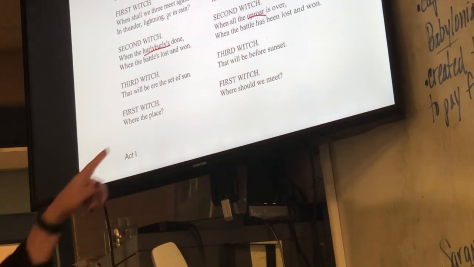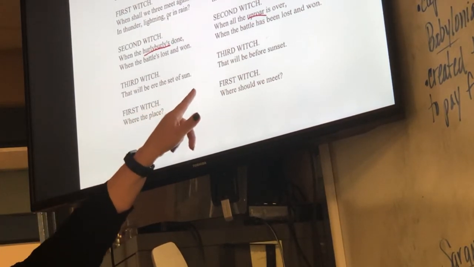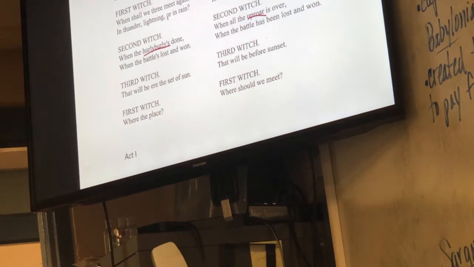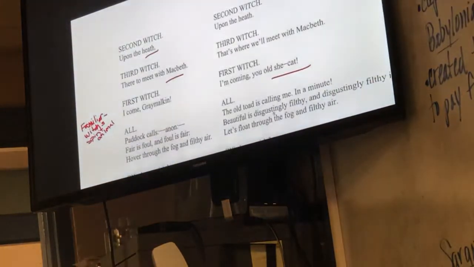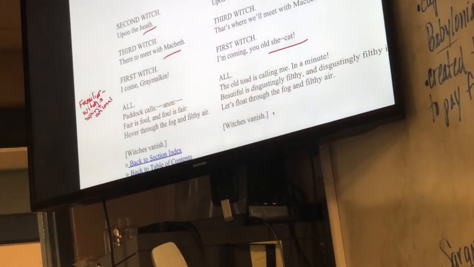Well, when's that going to be? It'll be by the setting of the sun. So we should be able to meet before sunset. That's when the battle will be done. Are we cool? Yeah. With the Shakespeare talk. Yeah. All right, let's go to the next page and let you little witchy poos keep on going.